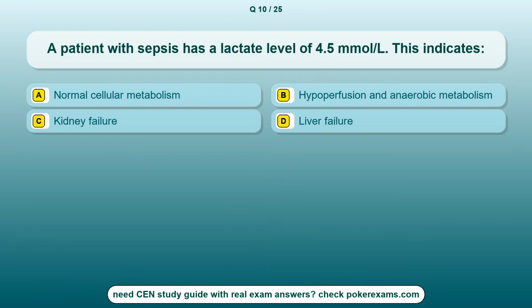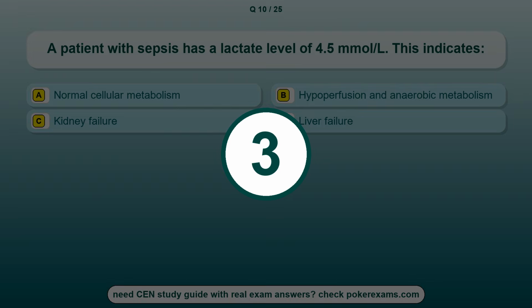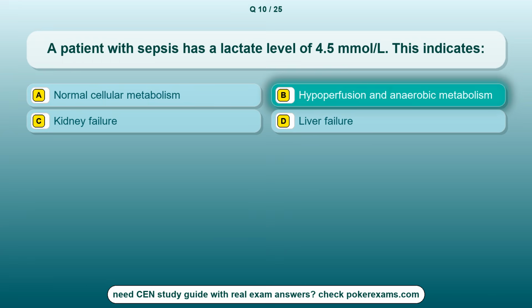Question 10. A patient with sepsis has a lactate level of 4.5 mmol/L. This indicates option A. Normal cellular metabolism. Option B. Hypoperfusion and anaerobic metabolism. Option C. Kidney failure. Option D. Liver failure. The correct answer is option B, hypoperfusion and anaerobic metabolism.